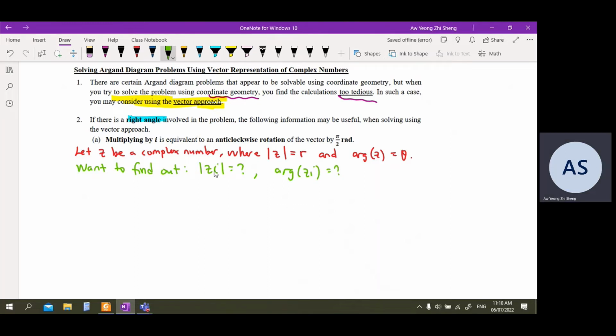We want to find out. So if you are able to find this out in terms of r and theta, then we can figure out what happens when we multiply any complex number by i. Because here I'm setting z to be a general complex number. This z can be any complex number. Right. So let's do some computation here.